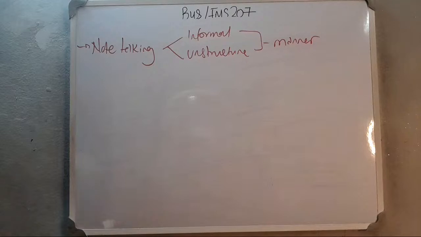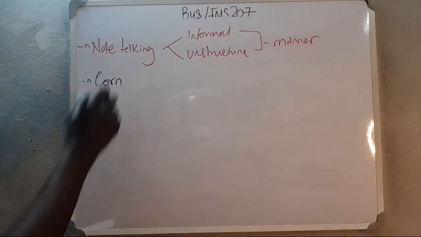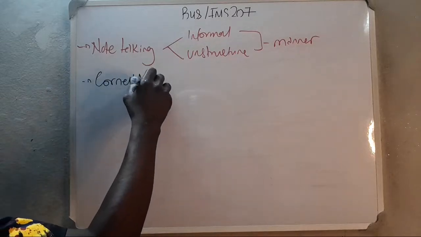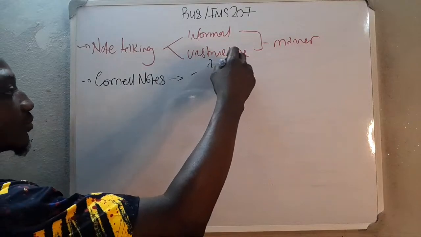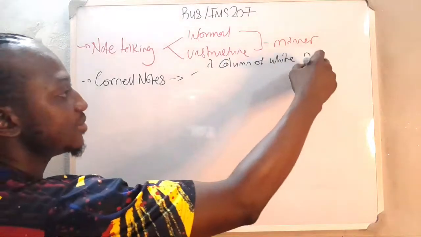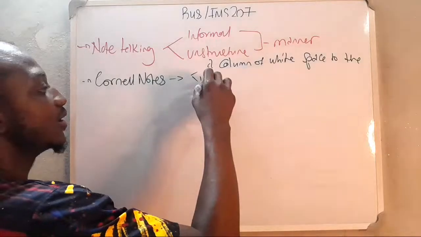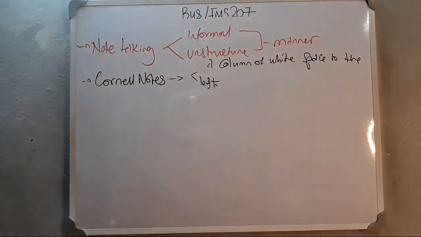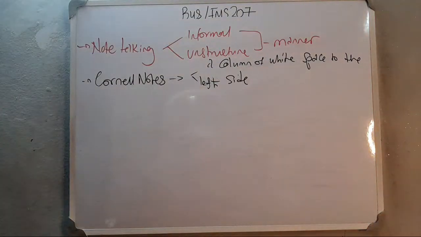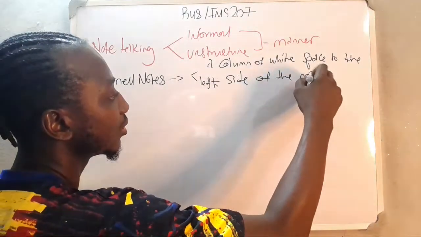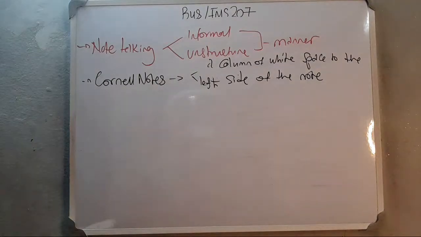We have charting, we have outlining. So we have Cornell notes, a column of white space to the left, a column of white space is left to the left side of the notes, as they are written, as they come up. So that's one strategy. We also have charting.